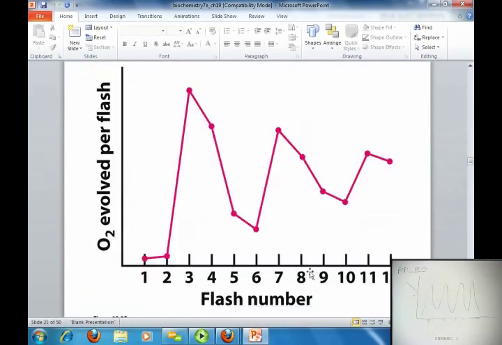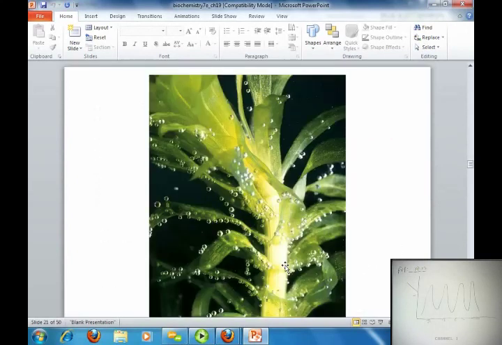Now let's go to the next one. Flash number. Each time you flash a light, so if you have 1, 2, 3, 4, you have oxygen evolved per flash. How much oxygen is evolved per flash? One flash, oxygen. Another flash, oxygen. Another flash, oxygen. So that means with every flash, the light energy is used by the chloroplast to split water into oxygen. So they have measured the oxygen for every flash of light. That's the experimental proof. Okay.